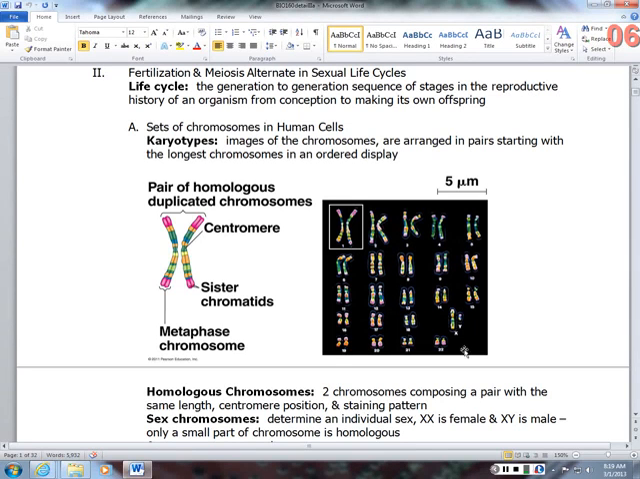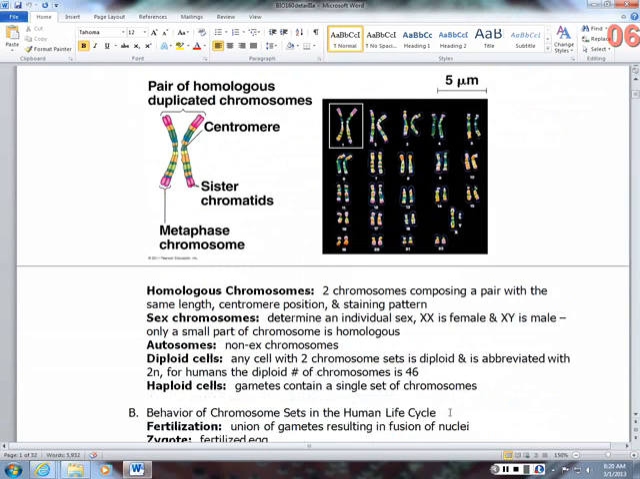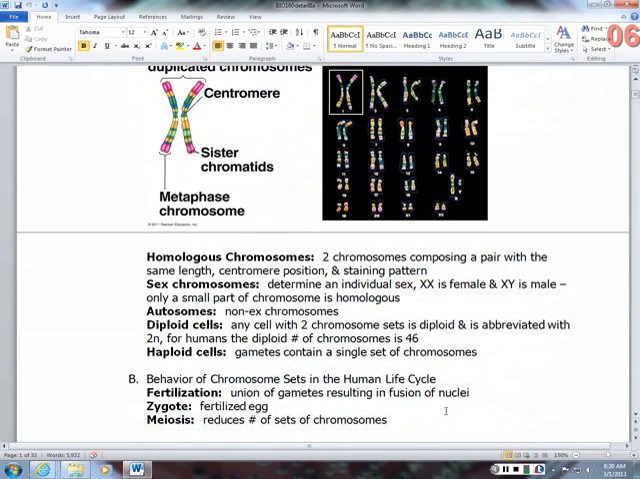Right here is where you can see the X versus the Y chromosome, and the Y chromosome is significantly smaller in there. So they're arranged to be homologous chromosomes in there, where they're going to be paired with one that is the same length, the centromeres in the same region, and they have the same staining pattern because it's the same chromosome that is acquired from the other parent in there.